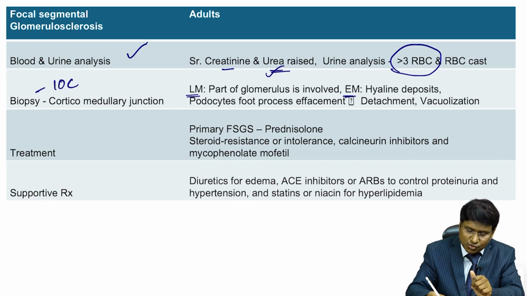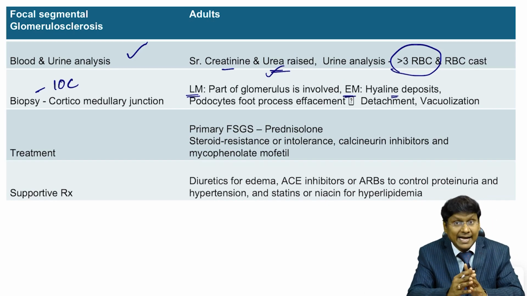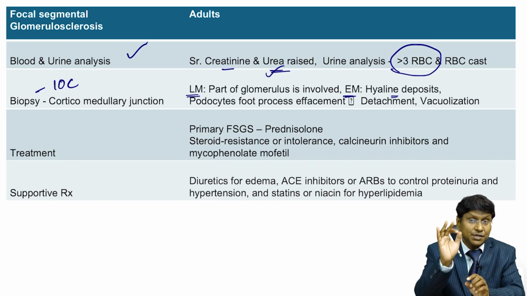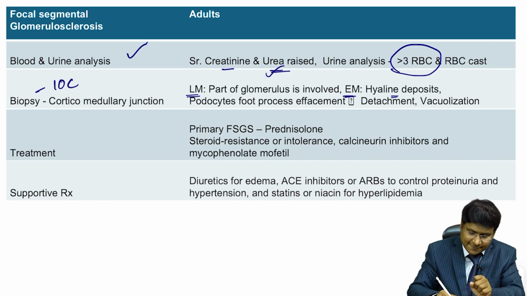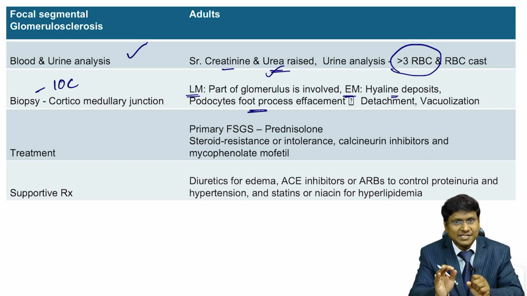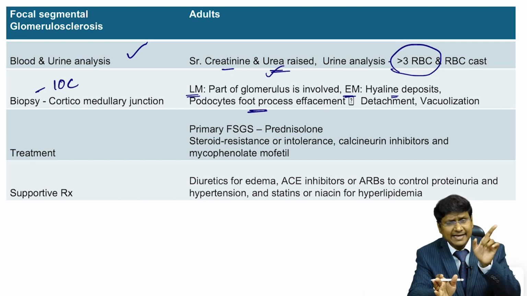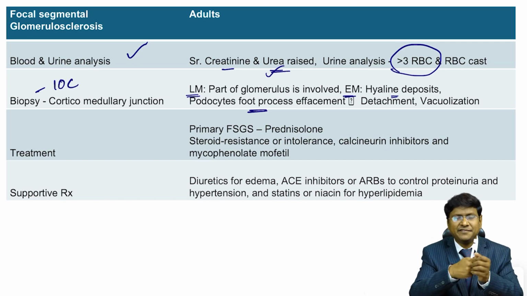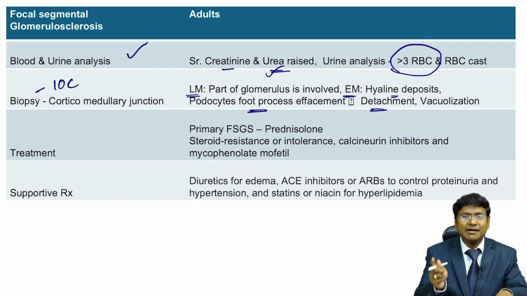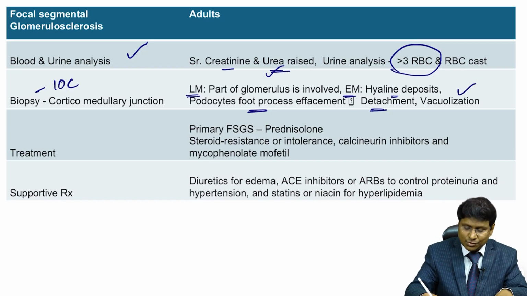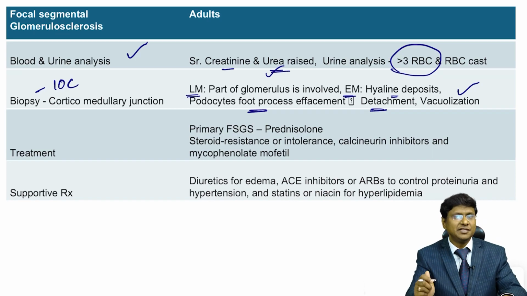And in electron microscopy you will notice hyaline deposits, and focal segmental glomerulosclerosis is a disease where there is damage to the podocytes. So you will notice that the podocyte foot processes are effaced. The same is seen in minimal change disease, where you also have effacement of the podocytes. But here, along with that, you will also have detachment of the podocytes, and you will also notice vacuolization of the podocytes.